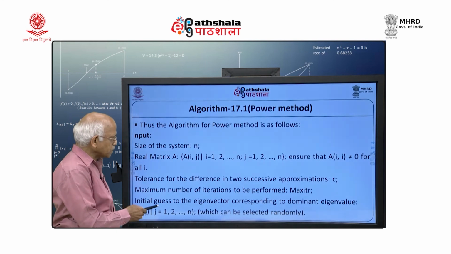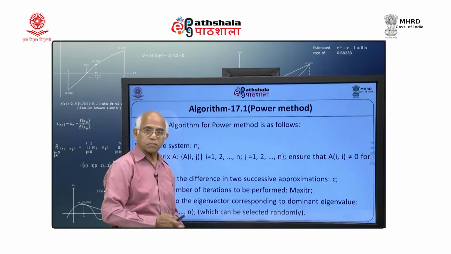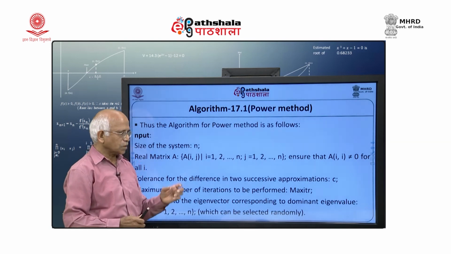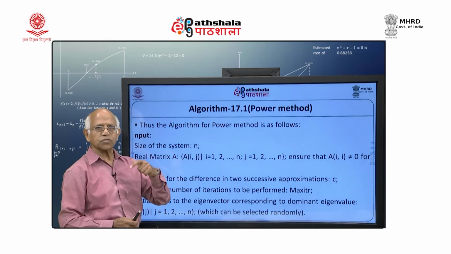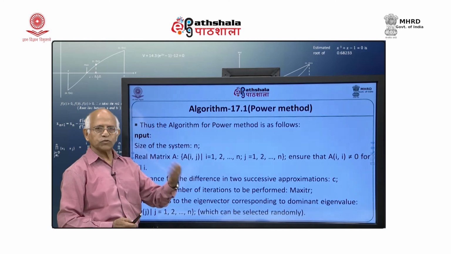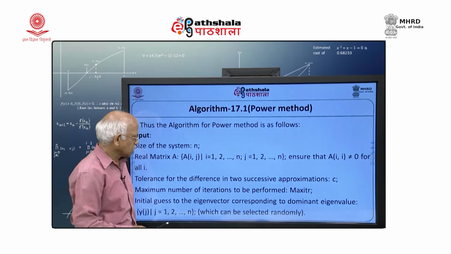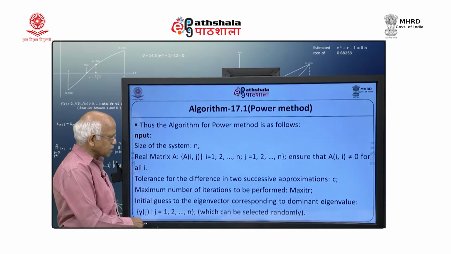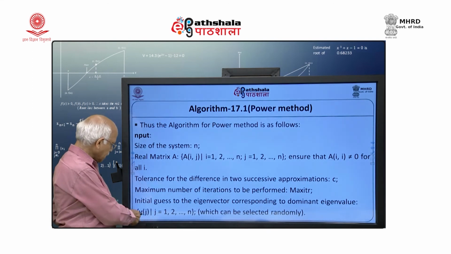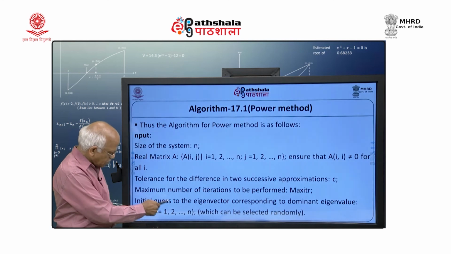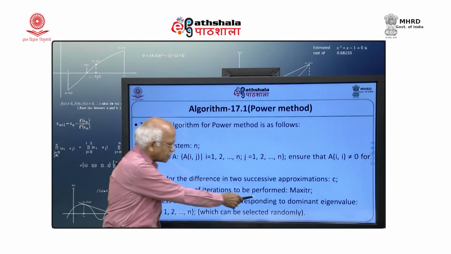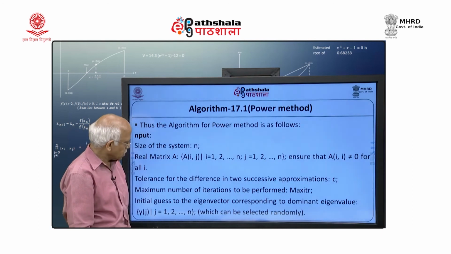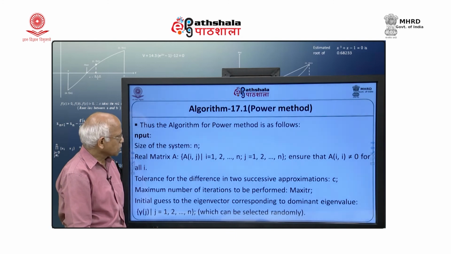Then the maximum number of iterations to be performed, because many times iterative methods may not converge, and therefore we should make trials only up to a certain maximum number of iterations, beyond which we can conclude that the method is not converging. That is max iter. The initial guess to the eigenvector is also taken as input to the dominant eigenvalue computation, that is y j bar. It is arbitrarily chosen, and can be selected randomly, y j for j equal to 1, 2, 3 up to n. This is your initial approximation to the eigenvector.